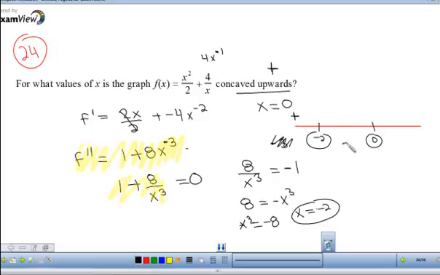So let me check negative 1. Then we're going to have 8 minus 8, so that's going to be negative. And at 1, 8 plus 8 is 9, so that's going to be positive. So it's concave upwards when x is less than negative 2 and x is greater than 0, because the second derivative is positive.